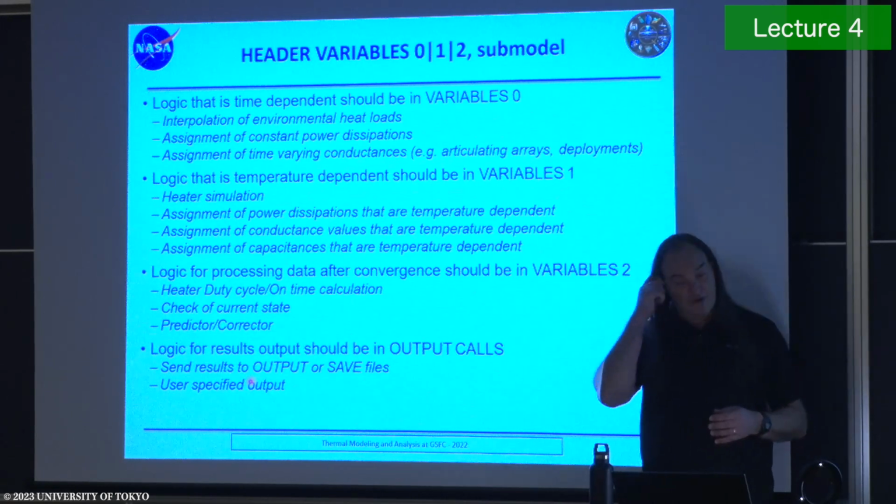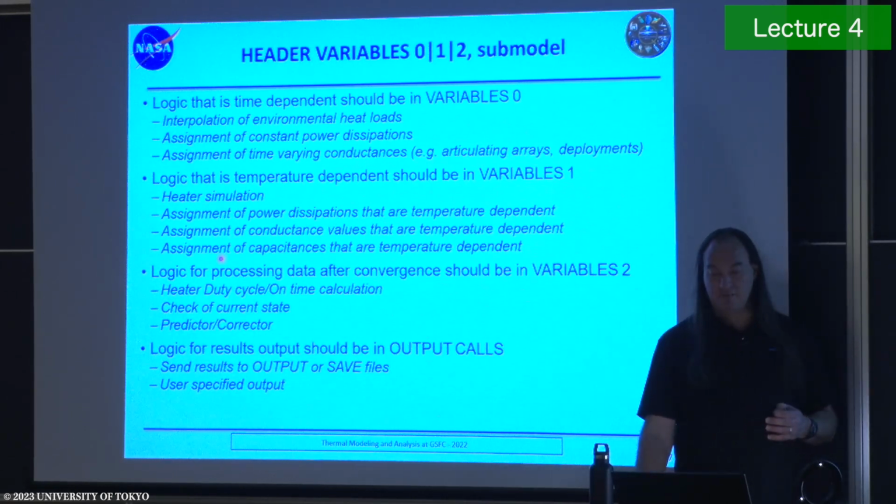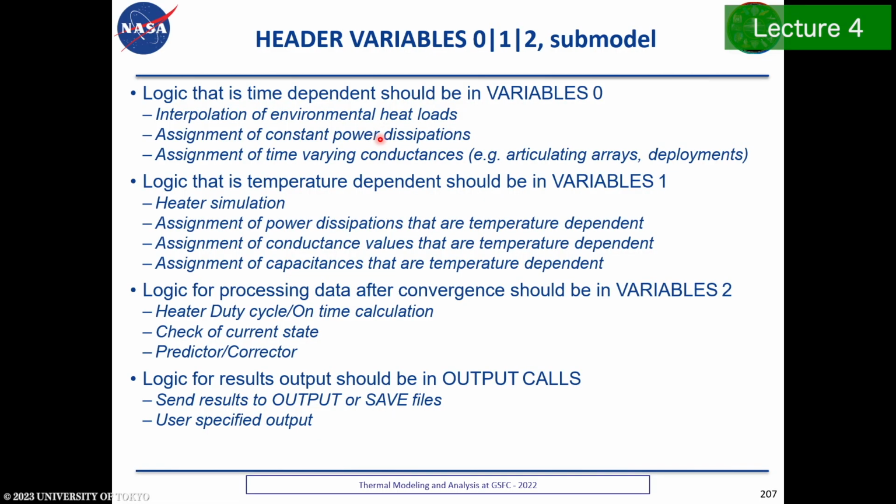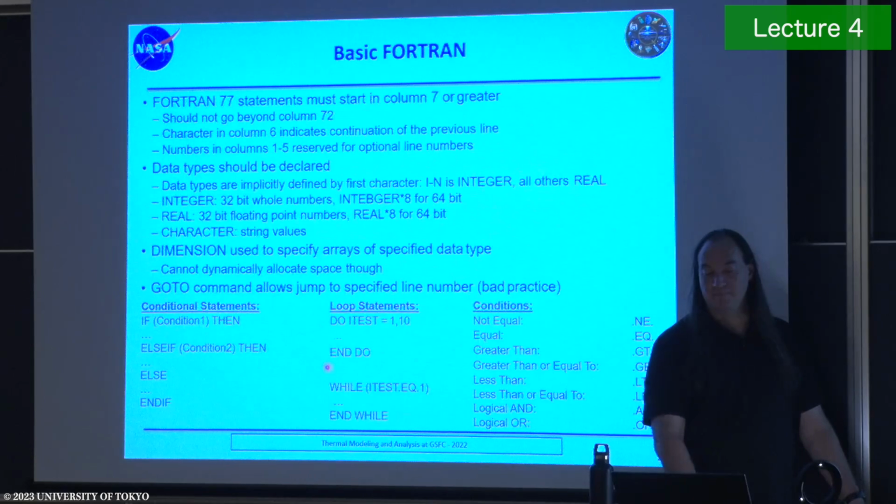So header variable 0, 1, and 2. Again, interpolation of environmental loads, constant power dissipations, time-varying conductances go in variable 0. Heater simulation, power dissipations that depend on temperature, such as a heater cycling on and off, conductance values that may be temperature dependent, and capacitances that are temperature dependent would go in variables 1. Then logic for what to do afterwards, and logic for writing out user-specific results or sending the results through T-prints, Q-prints, that kind of stuff. Those are the different places you would put it in the deck.